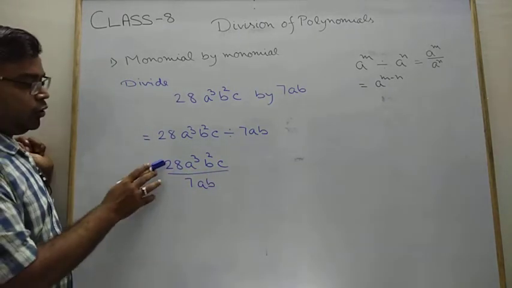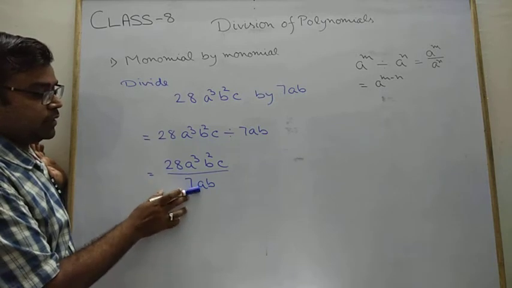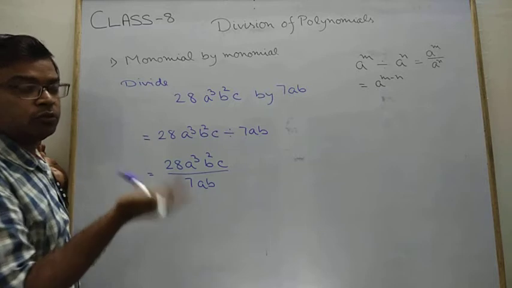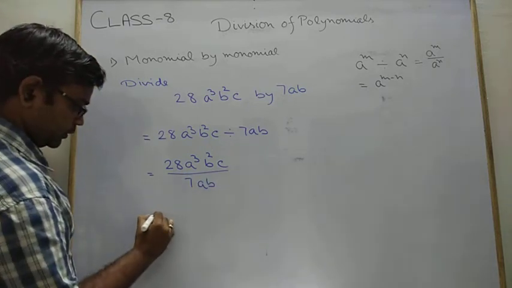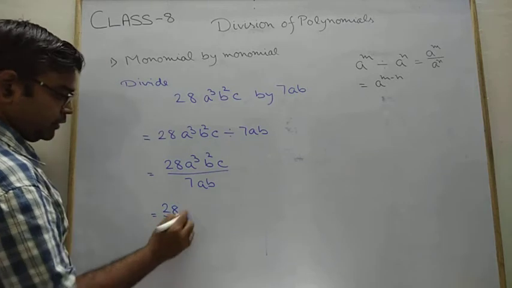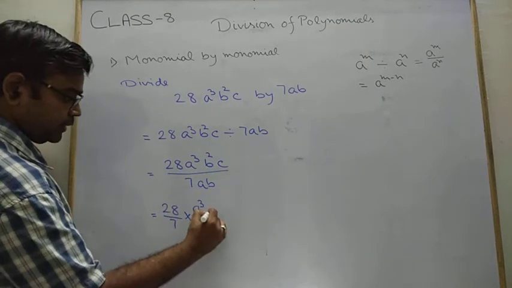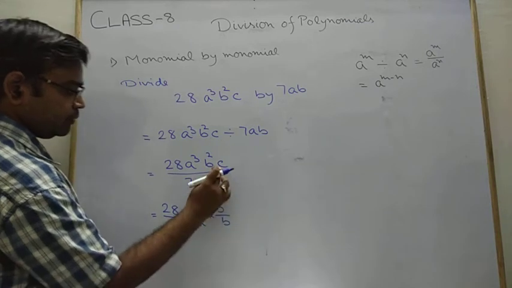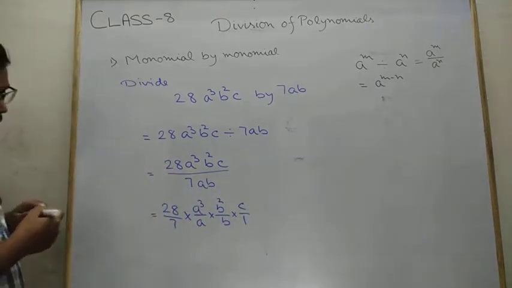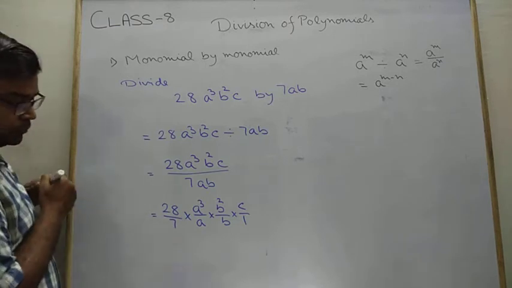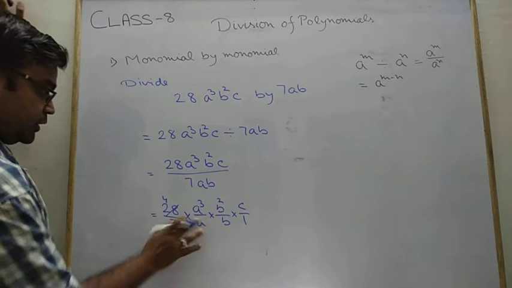Always remember that numeric coefficients do their operation separately, and in case of literal coefficients, each base or each variable does the division with the same variable, not a different variable. So I am adding an extra line for you. We can easily write 28 upon 7 multiply, because multiply signs are given, then a cube by a, into b square by b. Since c is given, there is no more variable in the divisor, so we use 1. Now from this you can easily understand how to solve it. 7 ones are 7, 7 fours are 28. This is only for your understanding.